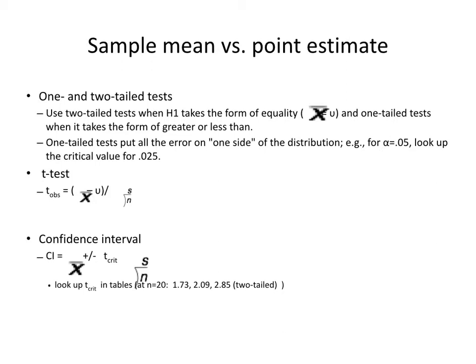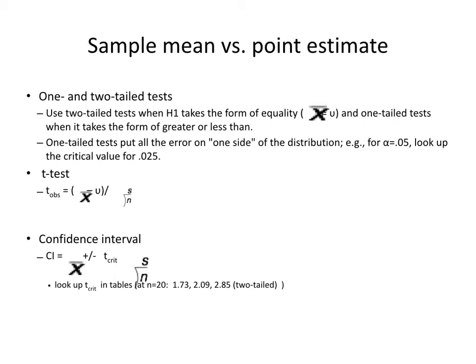A way to think of this is that the alpha level, say the typical 0.05, is apportioned equally on both sides of the distribution. So with a 5% tolerable error, you would be apportioning 2.5% on the high scores and 2.5% on the low scores. So if you're testing that x bar is equal to mu, you need to have that 2.5% on either side.